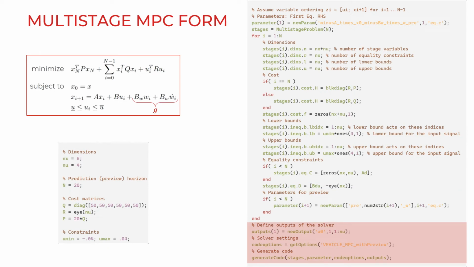Once the stages and parameter structs of the problem have been defined, we can generate the solver and obtain a highly optimized, custom-tailored C code by calling the generate code command. This will generate the appropriate QP solver and download the necessary C code libraries to our host machine. The downloaded files will hold the name vehicle_mpc_with_preview according to the above set code option.